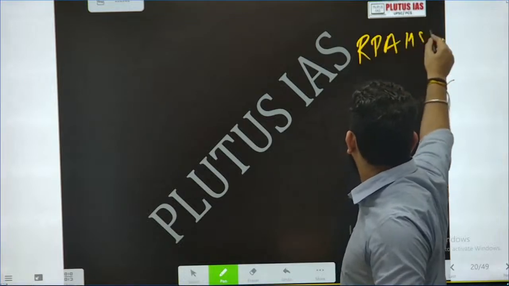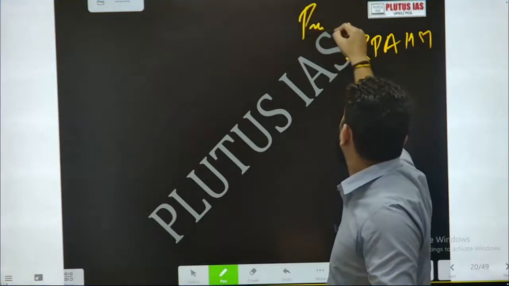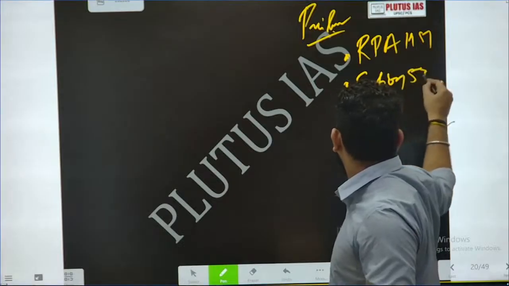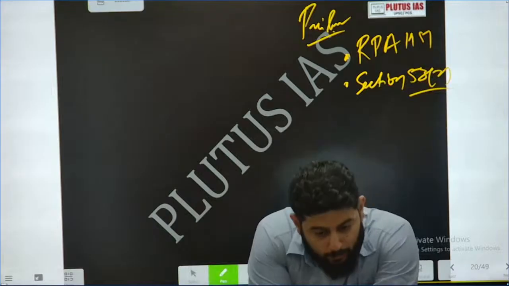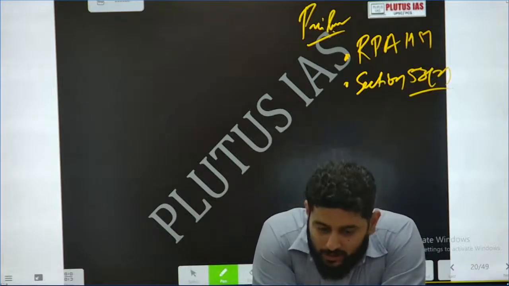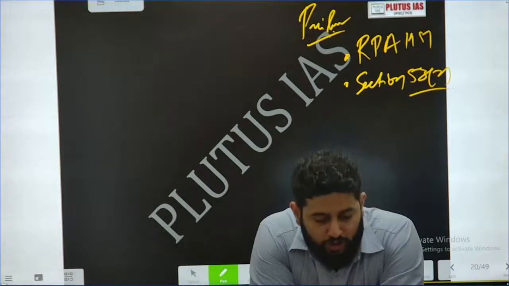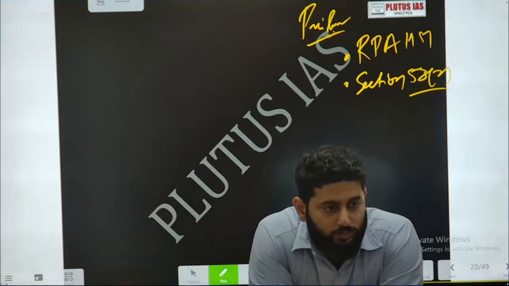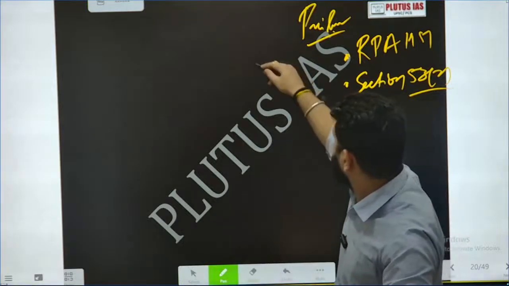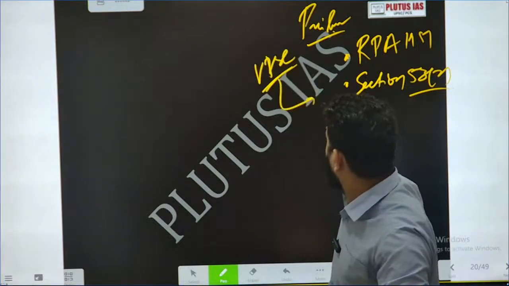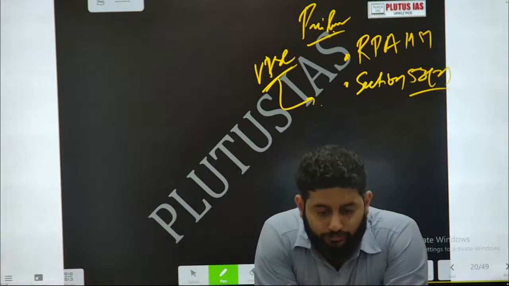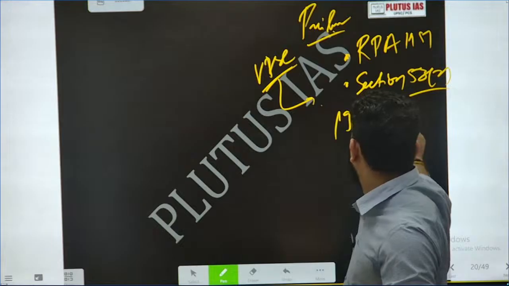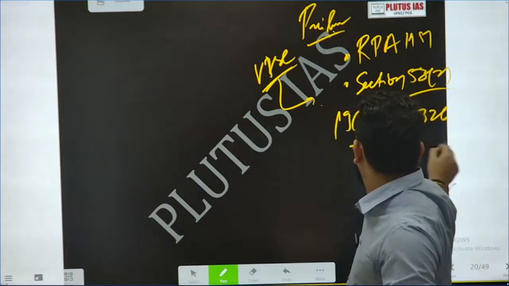RPA 1951, prelims. Section 53, clause 2, important sections. Issues: denial of NOTA and freedom of expression in uncontested elections. This is the main issue which UPSC can ask regarding this also. Now, what are the article linkages in that? 19, 324, 326.